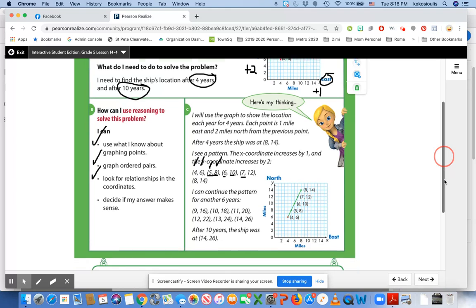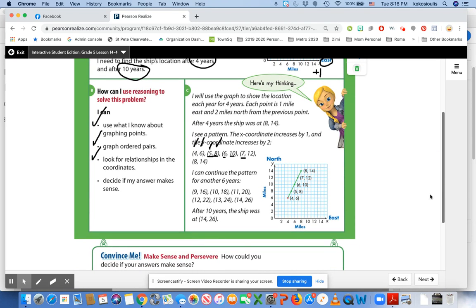So you could keep continuing the pattern, and then you could see after 10 years, you're going to be at 14, 26 if you keep the pattern up. That's how you do that. And it's kind of cool because it's almost like a mystery and you get to solve it. Okay, let's go on to the next one.